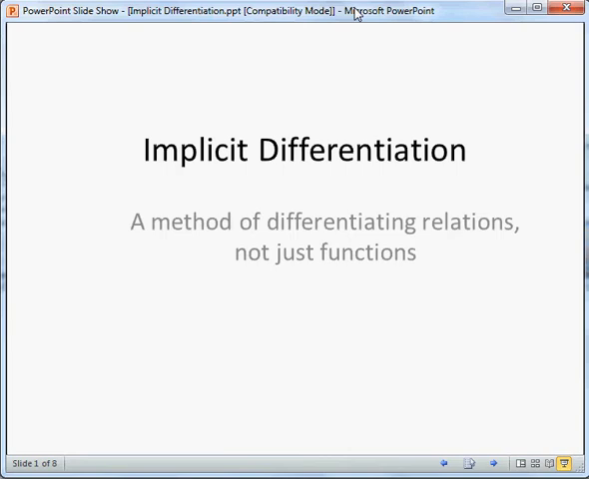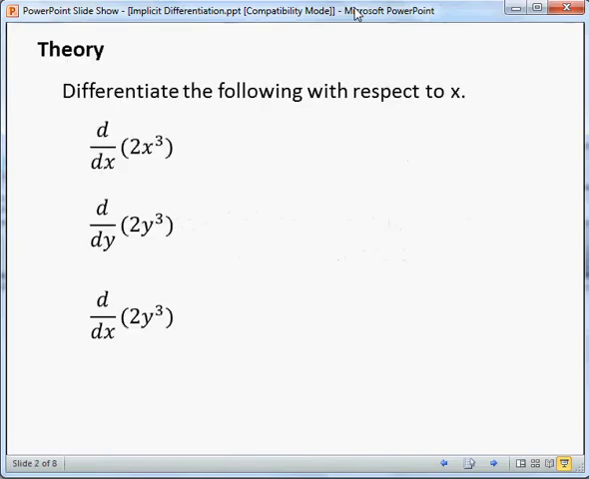Okay, I'm hoping to give you a brief rundown on implicit differentiation, which is a method of differentiating relations, not just functions. We use it for functions too. So let's look at some of the theory. Okay, this is theory by using examples.